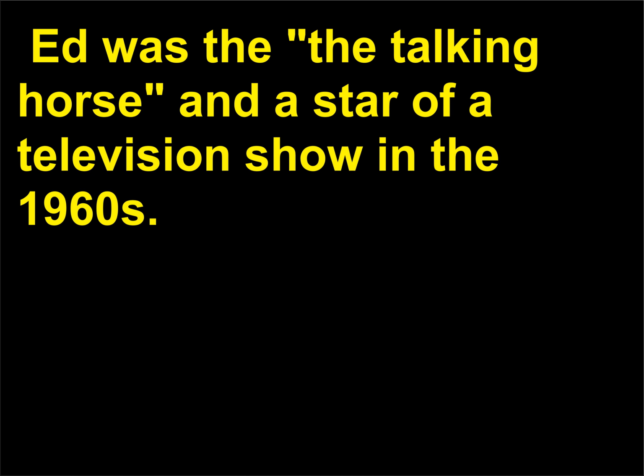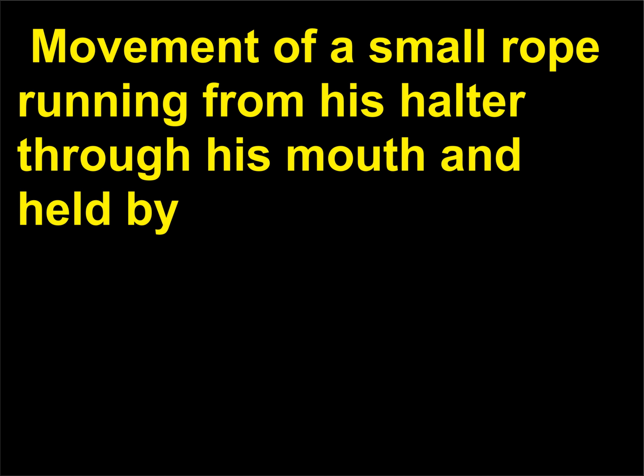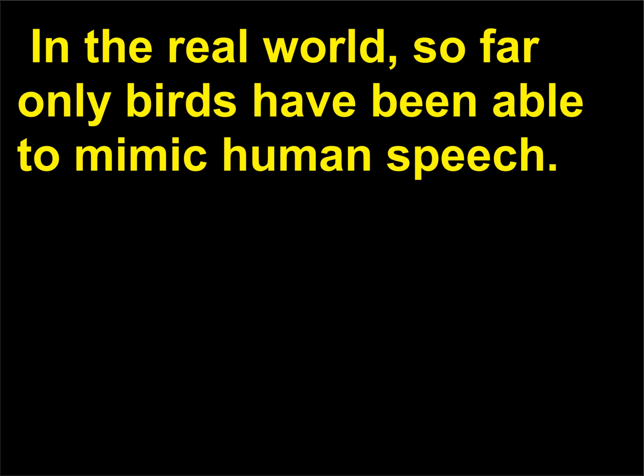Who was M.R. Ed? M.R. Ed was the talking horse and a star of a television show in the 1960s. When he appeared to talk, the horse was actually responding to cues from his trainer. Movement of a small rope running from his halter through his mouth and held by the trainer off camera would cause Ed to move his lips as if he were speaking. In the real world, so far only birds have been able to mimic human speech.